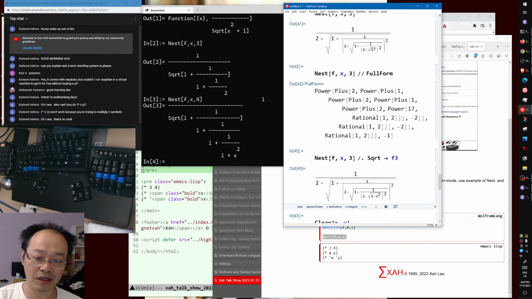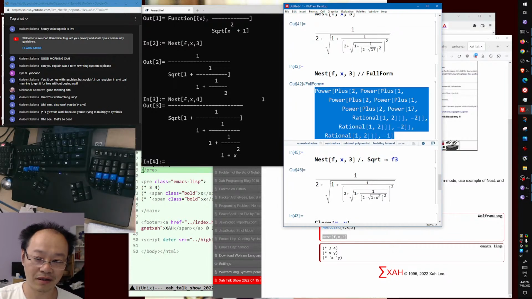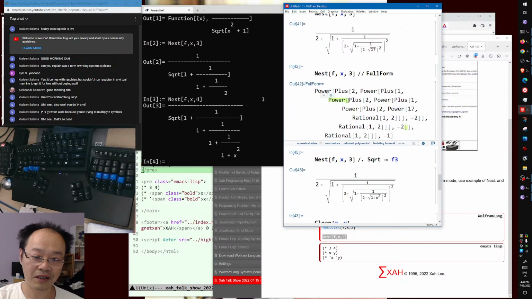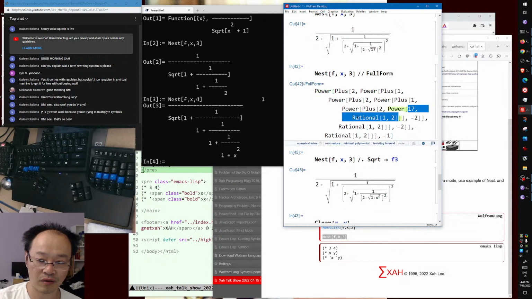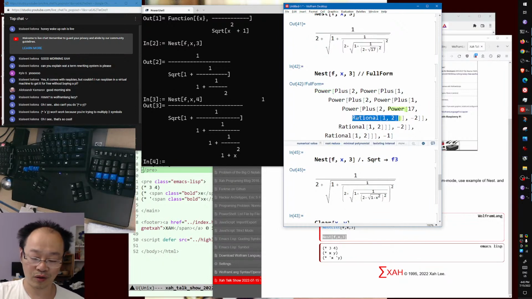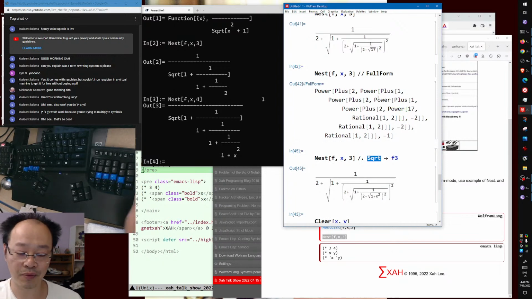Because actually the square root does not happen anywhere, you see. Instead you have the power -1. Power -1 is like the inversion, 1 over something. But you have the rational. So what does rational stand for? For example, this rational 1, 2 is 1 over 2. So the square root actually doesn't happen anywhere in the output.